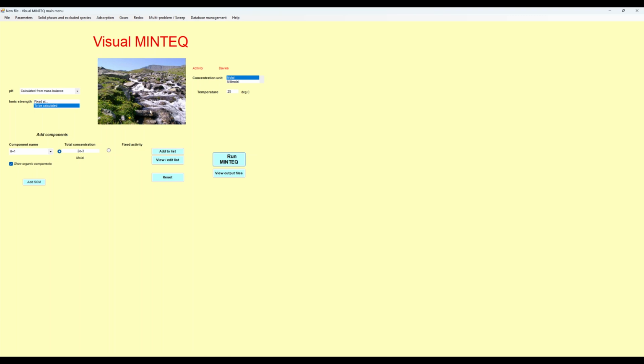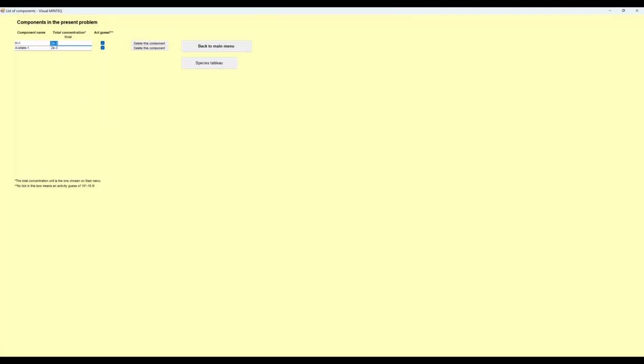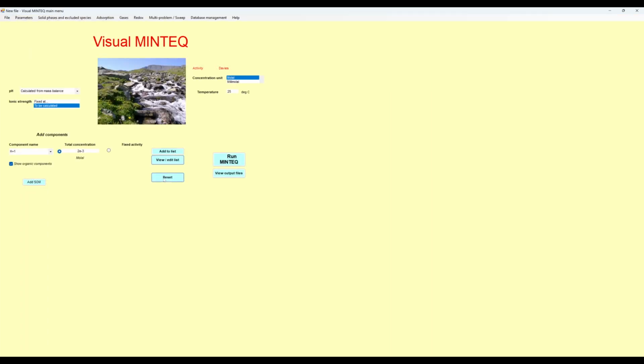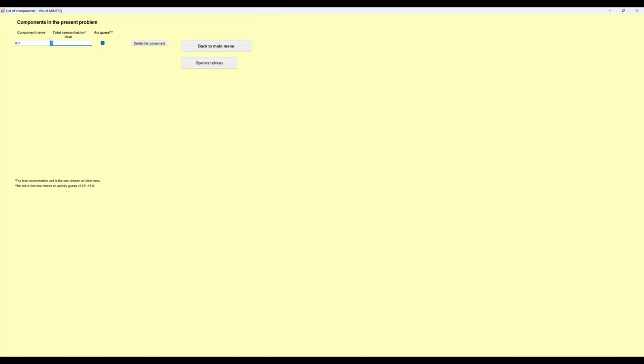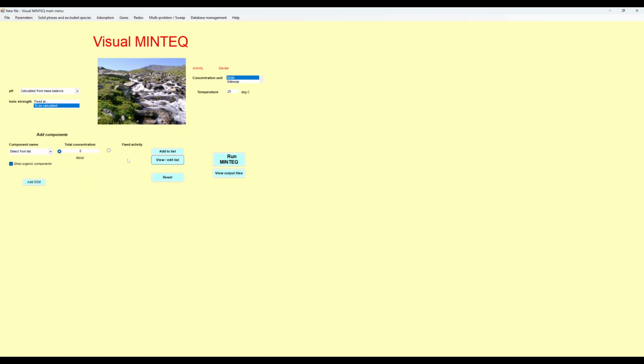So the first thing, we need to reset the database. If we look right now at the database, we see that there's acetate. We don't want that in our system anymore, so we just need to reset it, just to make sure acetate is gone from the list. Then we just need to enter the species again.